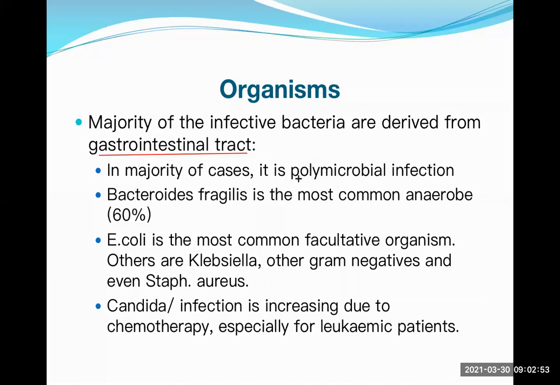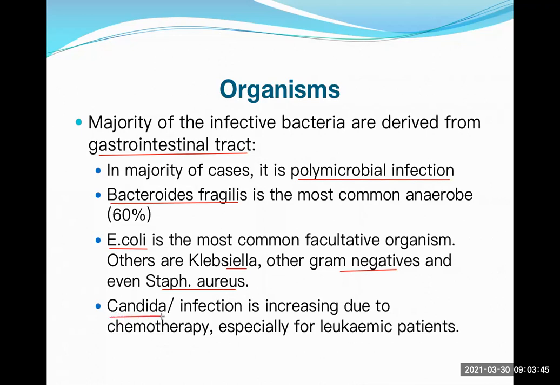So in the majority of the cases, it is polymicrobial, more than one bacteria are responsible. Look at the example, then you understand by yourself. Bacteroides fragilis is the most common anaerobe responsible for pyogenic liver abscess. It is the most common organism as well, in 60% of the cases. After that, it's E. coli and other Enterobacteriaceae. E. coli and other gram-negative organisms, like Klebsiella, Citrobacter, Enterobacter, Proteus, and even Staphylococcus aureus is responsible for the infection.